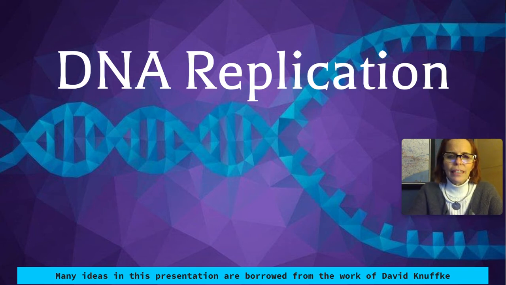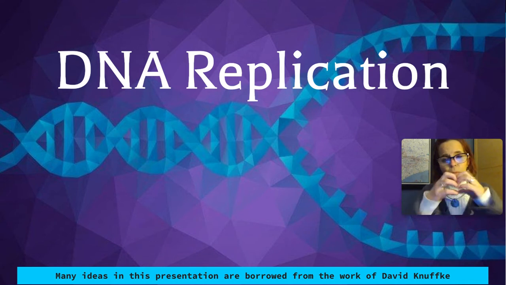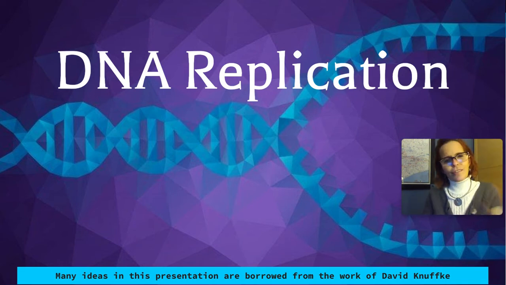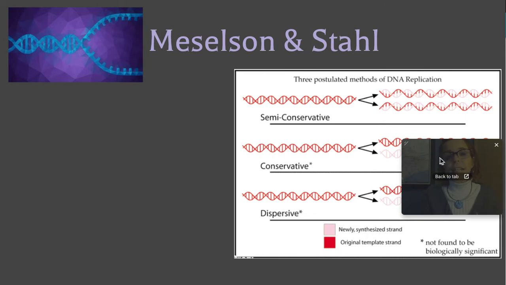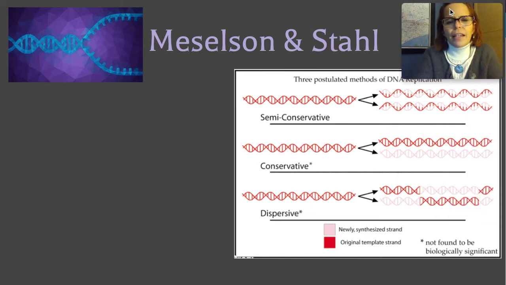So DNA replication happens during the S phase, specifically so that a cell can divide and so that there's identical copies of DNA in the two new cells. So let's talk about how that happens. So first of all, before we get there, let's talk about another historical experiment.